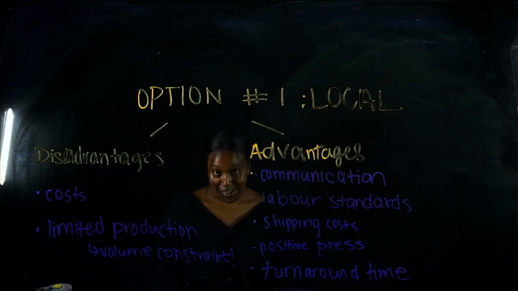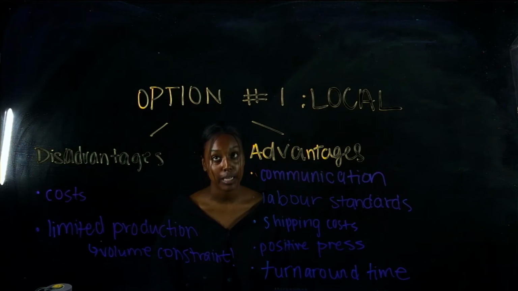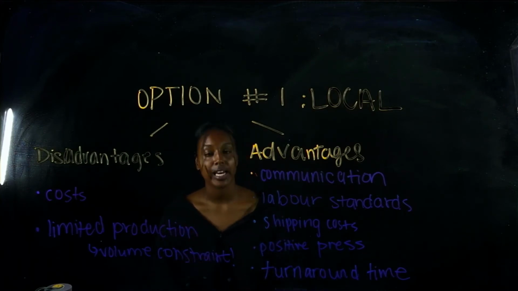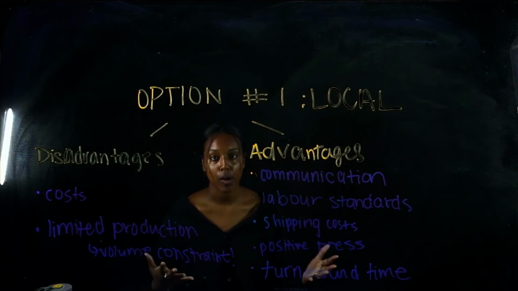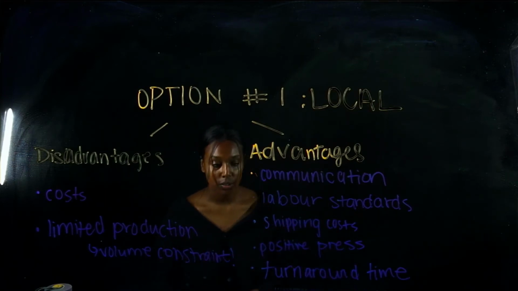We have positive press. This is a marketing strategy for a lot of companies who choose to manufacture locally, being that there are a lot of consumers who really value investing their money into companies that do locally grow or manufacture their product, and that ultimately results in more business for your company. So that is an advantage. And then we have a short turnaround time. So turnaround time means how long the product takes to go from the manufacturer to you or to come back to you. Again, because it is local, it won't take as long.